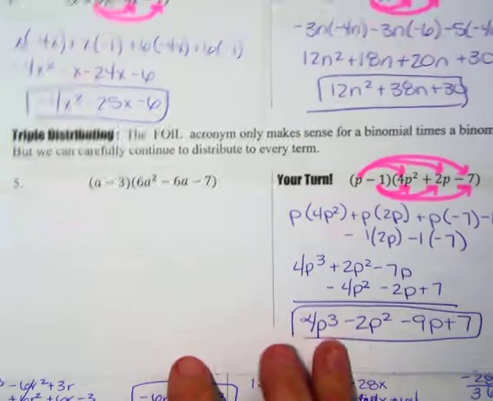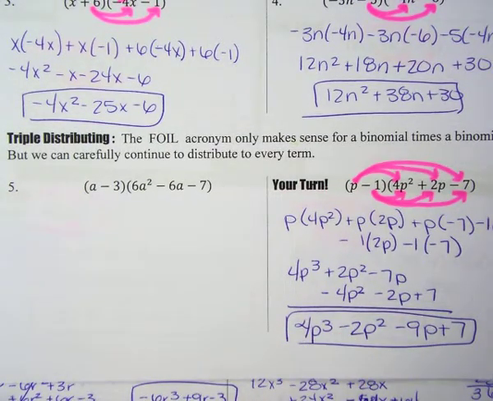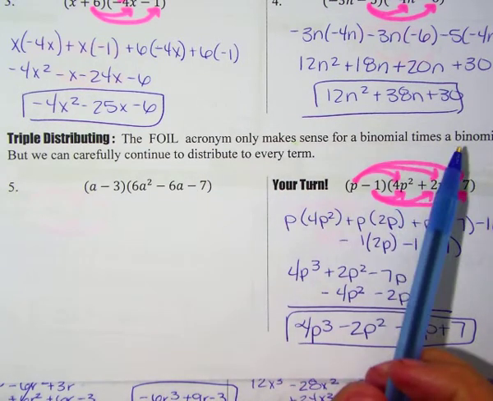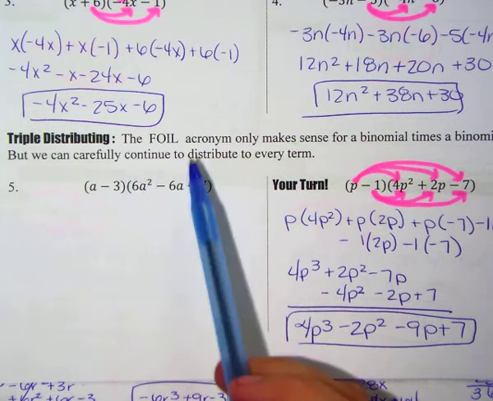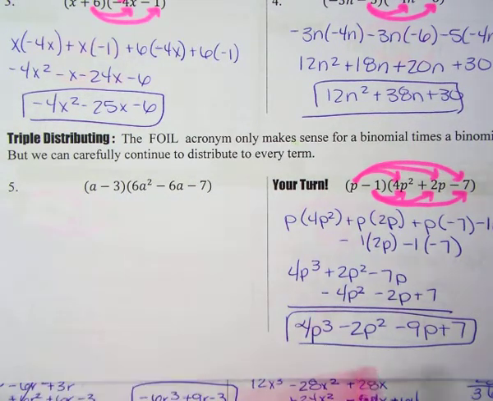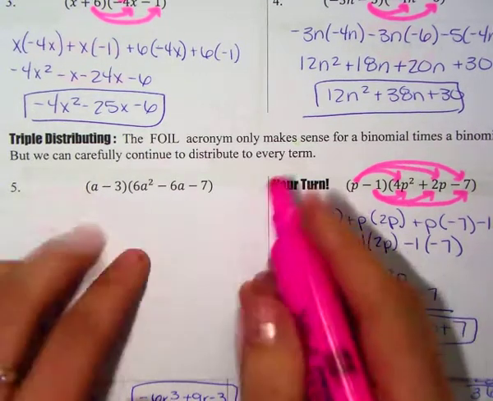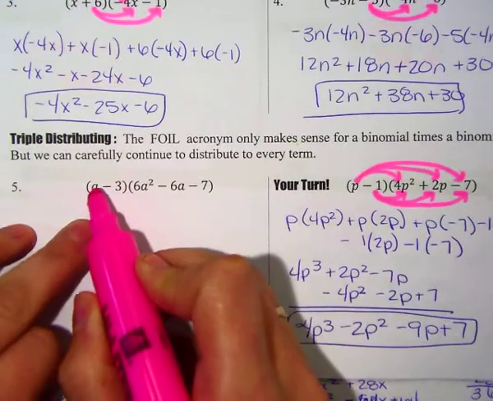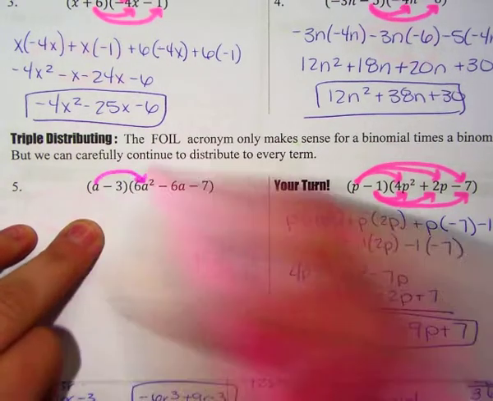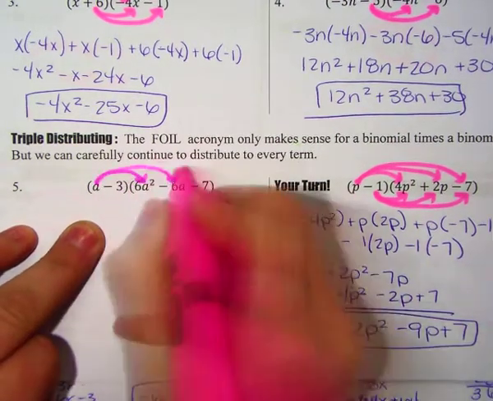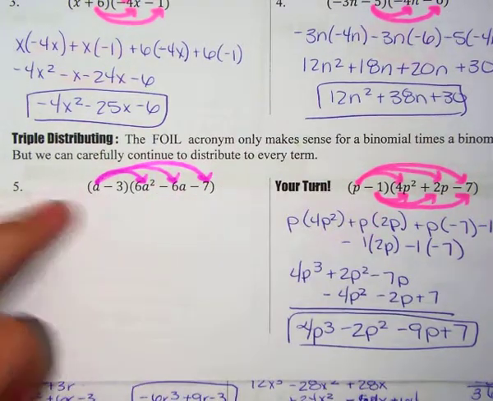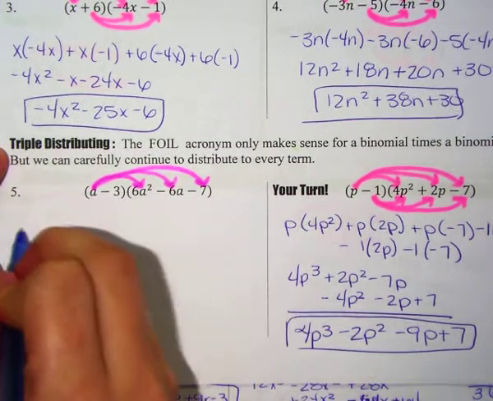Going down to triple distribution. The key for triple distribution is the fact that FOIL only makes sense for a binomial times a binomial. But you can use the same process as up there. What the process is doing, first, outer, is meaning take this first term and multiply it times each term in the trinomial. So a times 6a squared, a times negative 6a, a times a negative 7. Let me write that down first.